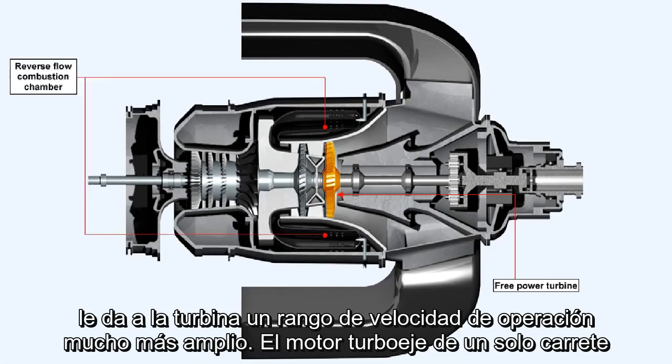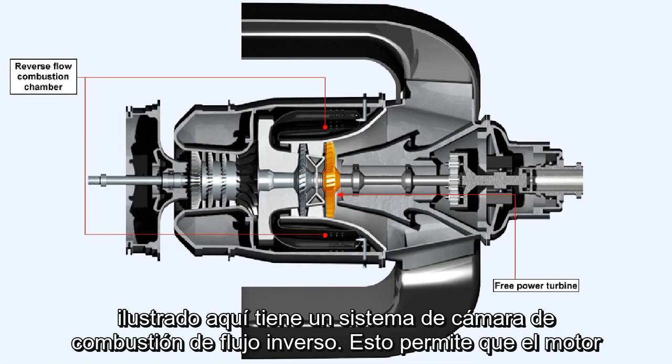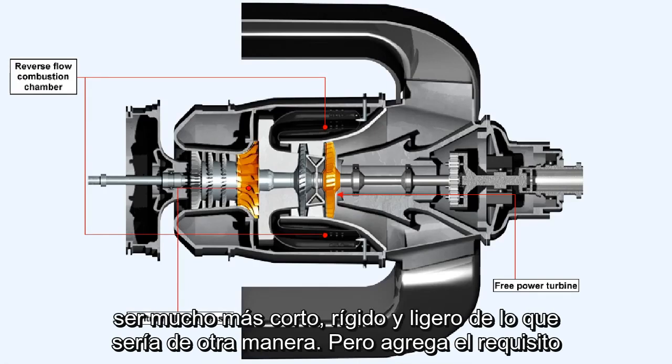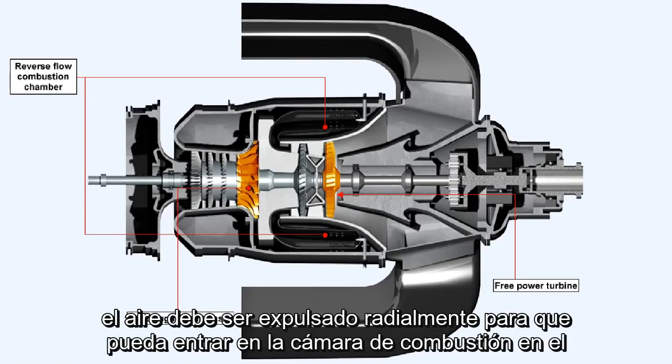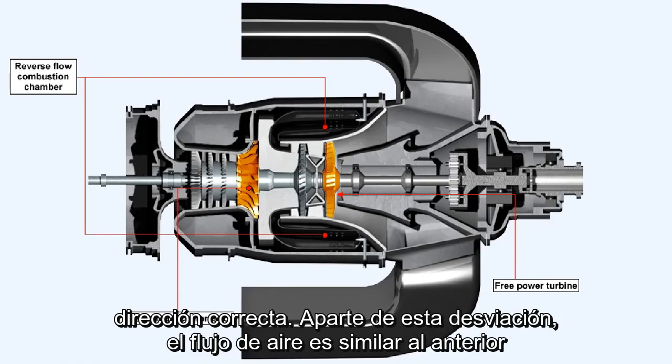The single-spool turboshaft engine illustrated here has a reverse-flow combustion chamber system. This allows the engine to be much shorter, stiffer, and lighter than it otherwise would be, but does add the requirement for a centrifugal compressor to be used in the high-pressure stage. This allows for the air to be thrown out radially, in order that it can enter the combustion chamber in the correct direction.